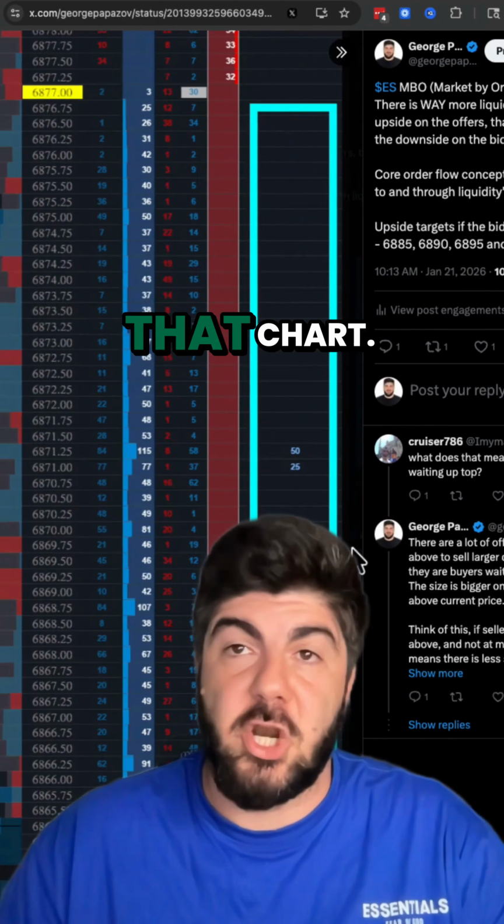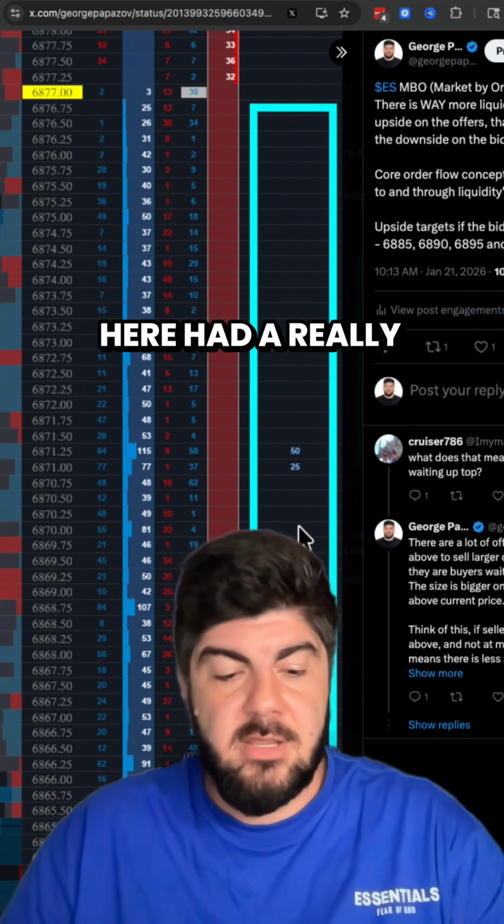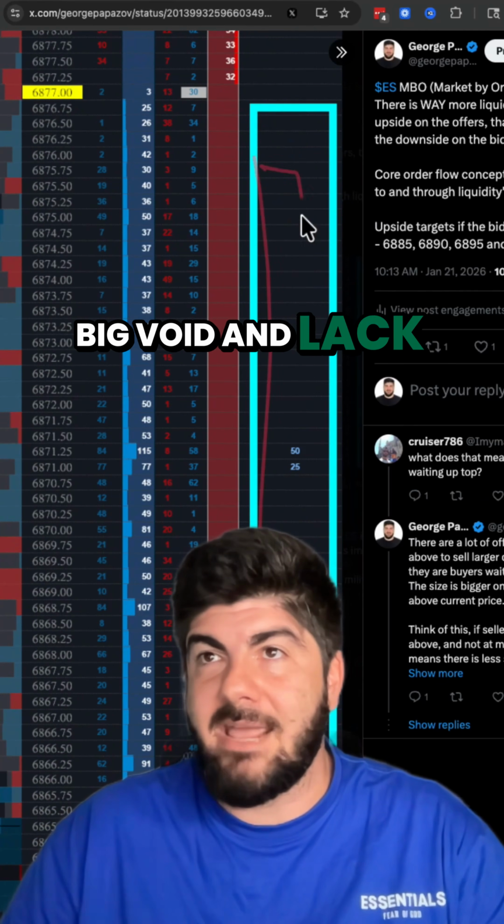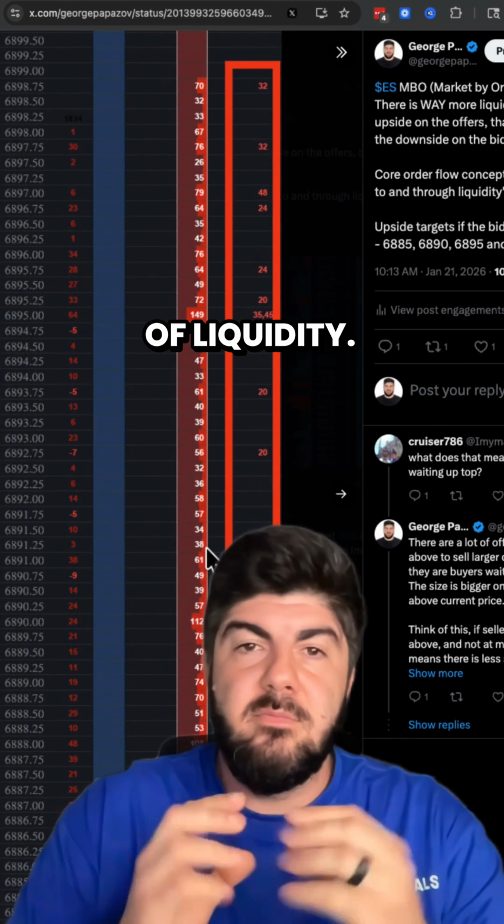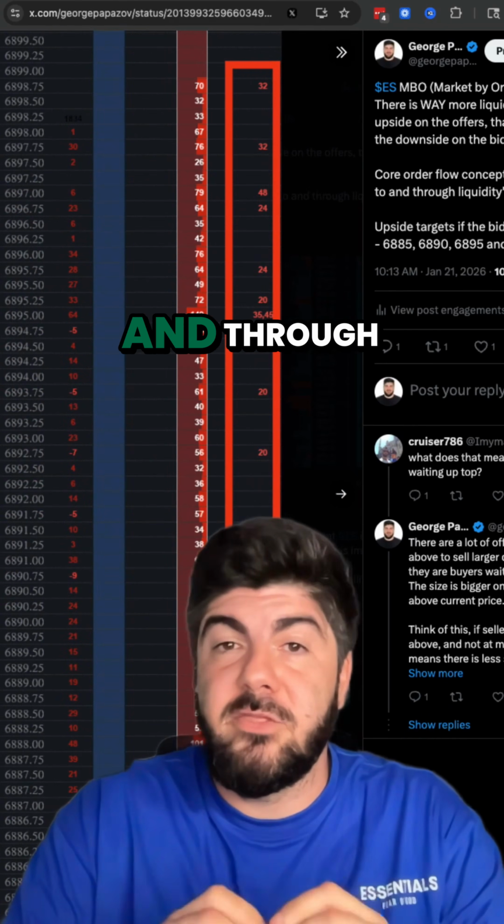I posted the MBO pictures on that chart. You could see the bid side of it here had a really big void and lack of liquidity, whereas the offer side to the upside had a lot of liquidity. Remember this concept: the market moves to and through liquidity.